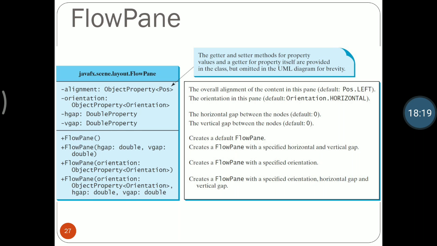The methods of FlowPane are: FlowPane, which creates a default FlowPane. The second method, FlowPane with hgap and vgap, creates a FlowPane with the specified horizontal and vertical gap. The third method is FlowPane with orientation. It creates a FlowPane with the specified orientation. The fourth method is FlowPane with orientation, hgap and vgap, which means it will create a FlowPane with the specified orientation, horizontal gap and vertical gap.